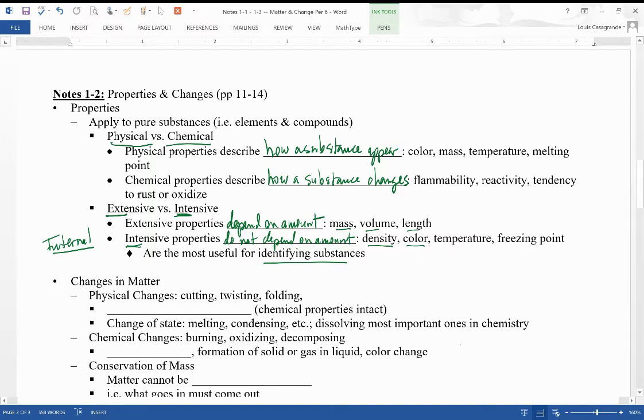Now, color can be thought of as a physical property, which we saw up above, but a color change is going to indicate a chemical property because it's going to indicate that we have a different material. Temperature is an intensive property. It doesn't depend on how much you got. We'll find out about that as well. Freezing point, melting point, those are going to be important factors for identifying materials as well.